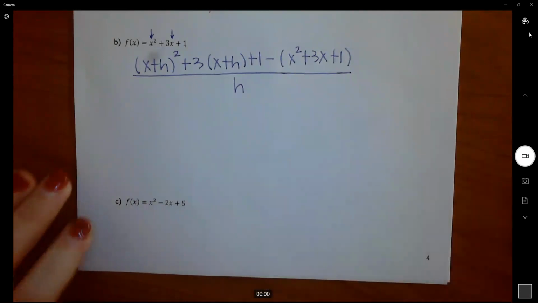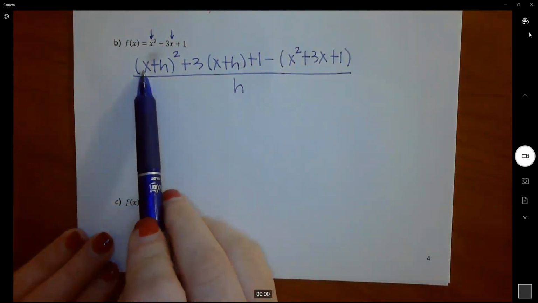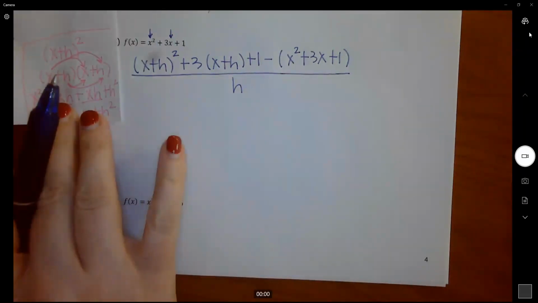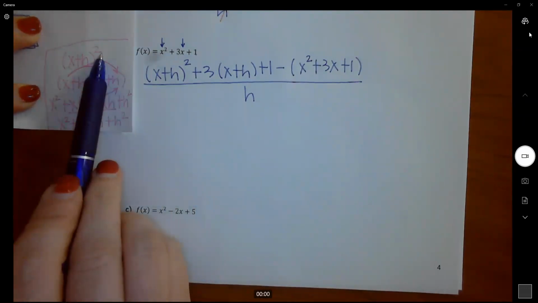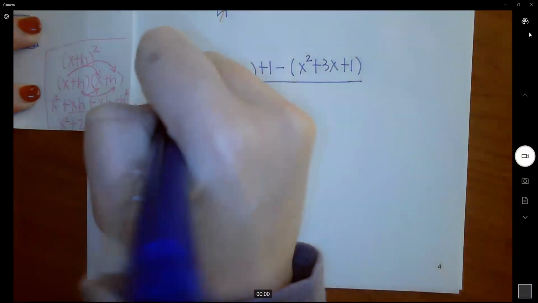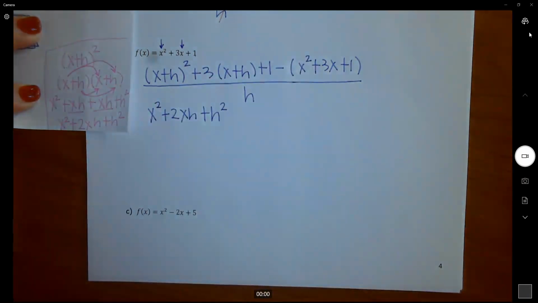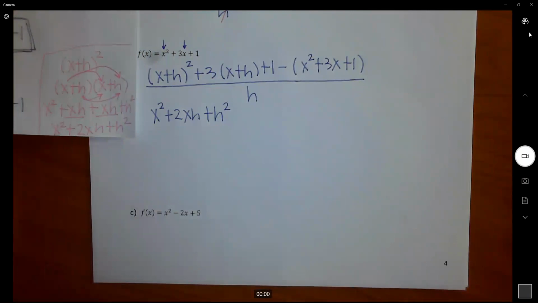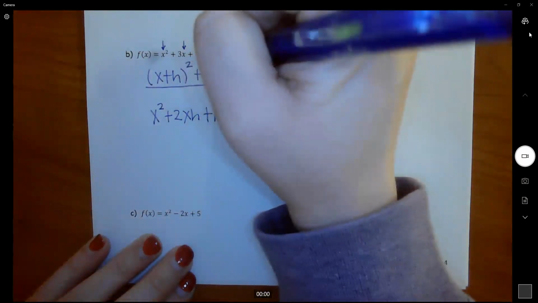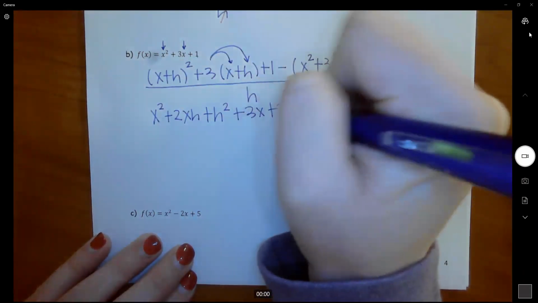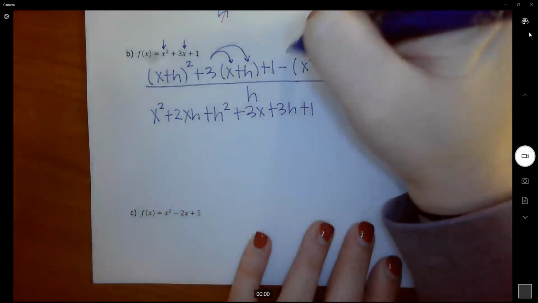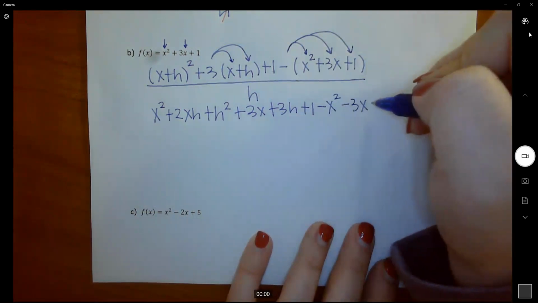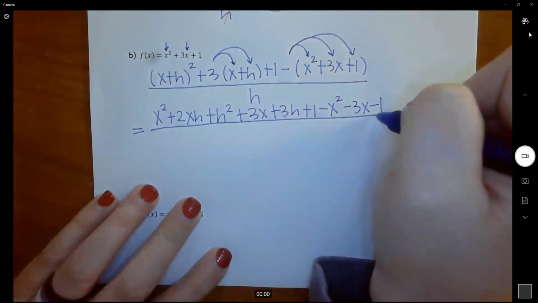Okay. So I'm going to slide this up now that I don't need that formula. So let's do some algebra and simplify. I have x plus h quantity squared. Remember, this is not x squared plus h squared. From that previous part, x plus h quantity squared is x squared plus 2xh plus h squared. You either need to memorize this or you're going to have to take it off to the side every time and FOIL that out. Plus, let's distribute our 3. Plus 3x plus 3h, bring down your plus 1. And then distribute here your negative. So this is negative x squared minus 3x minus 1. And this is all over h.